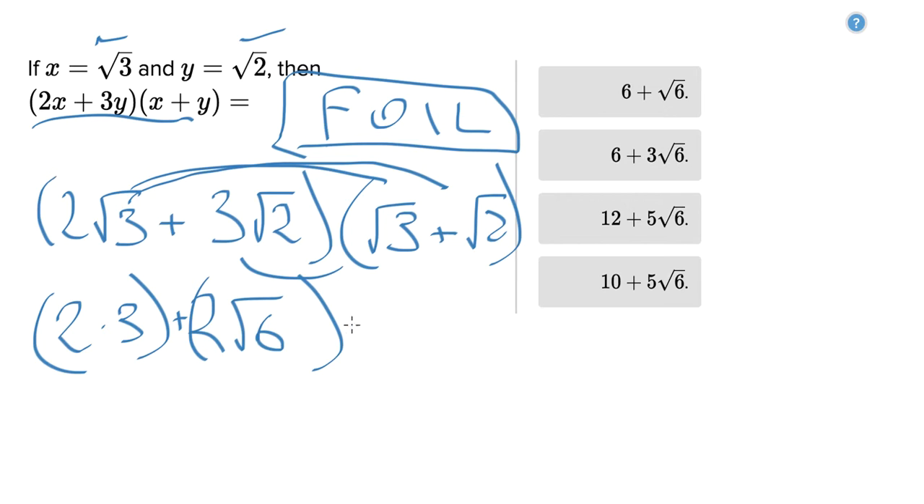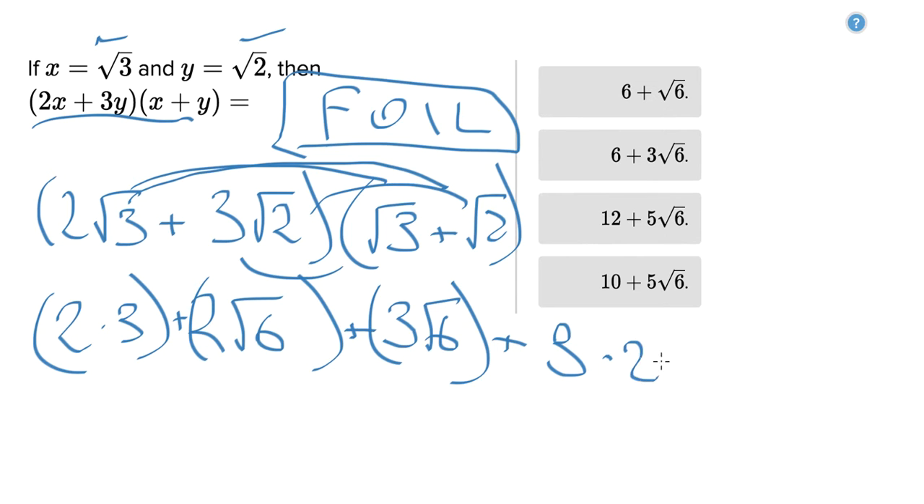Inner, 3 times the square root of 6. And last, which is going to be 3 times 2 once again.